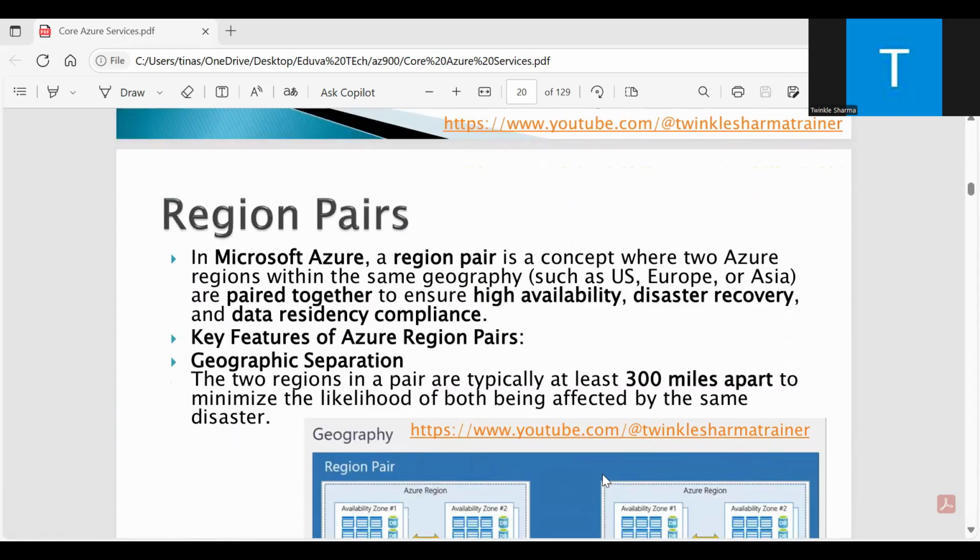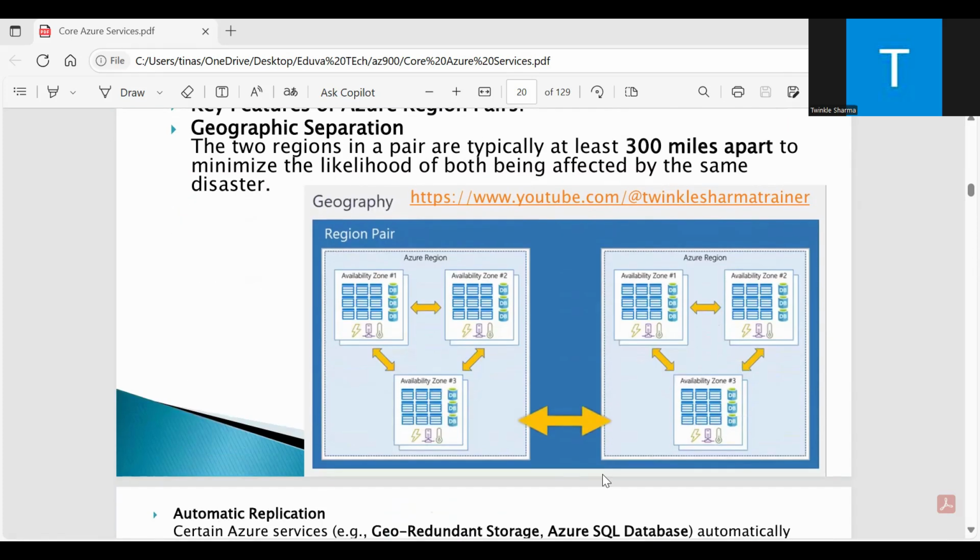Then we have the region pairs. What are region pairs? A region pair is a concept where two Azure regions within the same geography, such as US, Europe, Asia, India, are paired together to ensure high availability, disaster recovery, and data residency compliance. Key features of Azure region pairs. First is the geographic separation. The two regions in a pair are typically at least 300 miles apart to minimize the likelihood of both being affected by the same disaster.